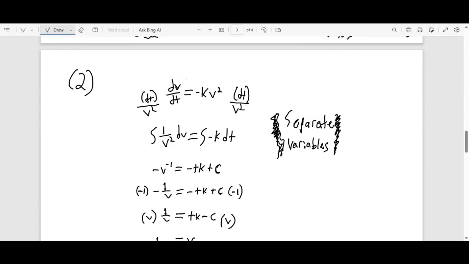Multiply both sides by dt over v squared, and then we transfer the variables that we want on their respective sides. We have 1 over v squared on the left side, and we didn't transfer anything on the right side, sorry. But yeah, we did. We transferred dt, my fault. We got the v squared on the left, dt to the right.